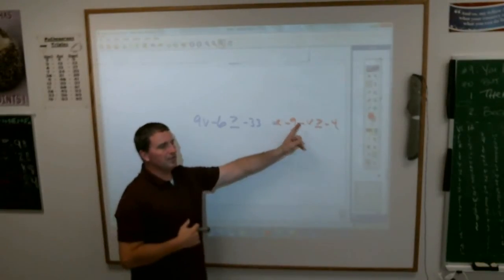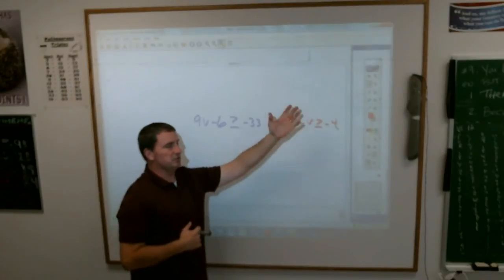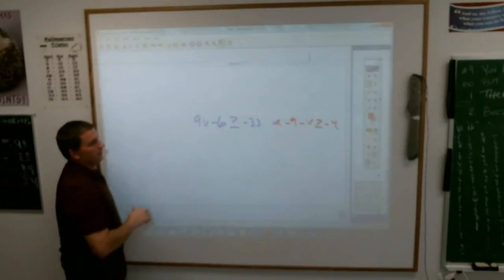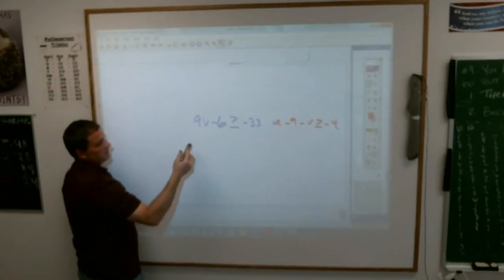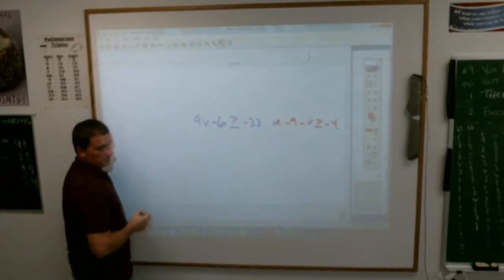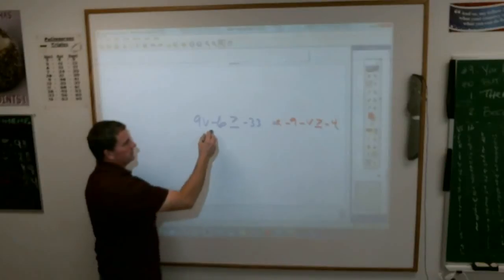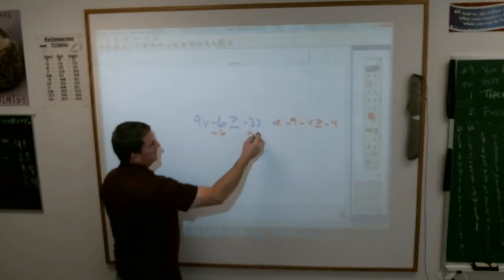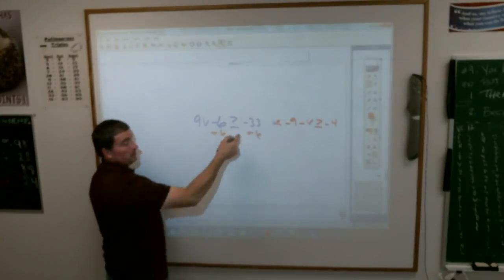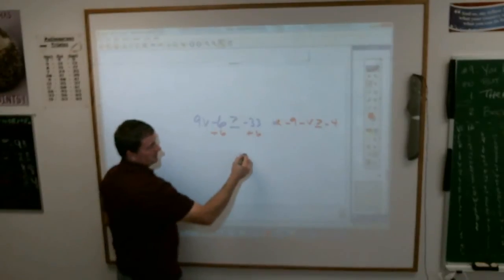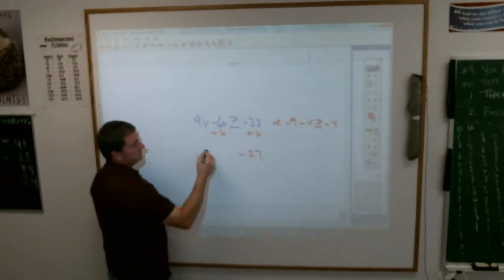So where's the uh-oh? Right there. Just know when you get to that point, you're going to be switching some signs. I wouldn't do it now, but when I get there. First thing I do is solve this side. What do I have to do here to solve that? Add 6 first, correct? And again, hopefully you're getting this. Negative 33 plus 6 is negative 27.